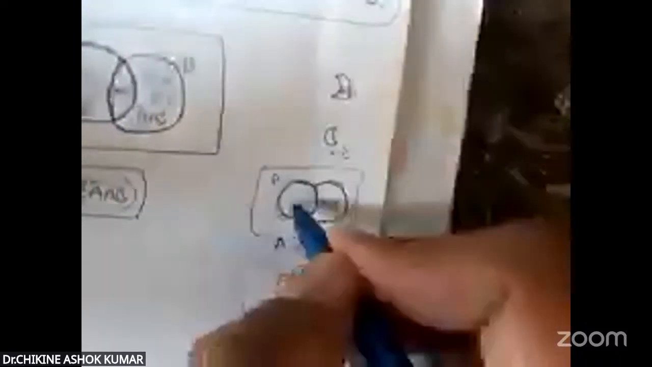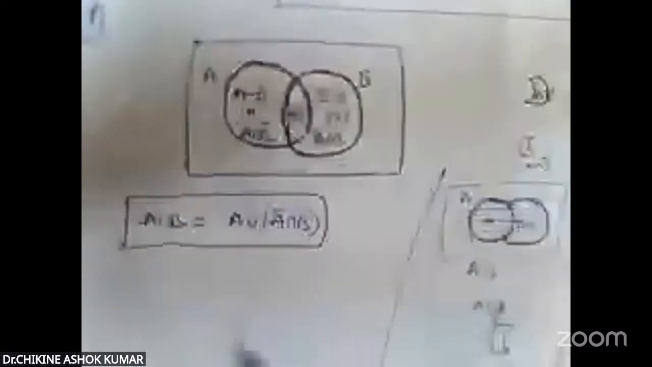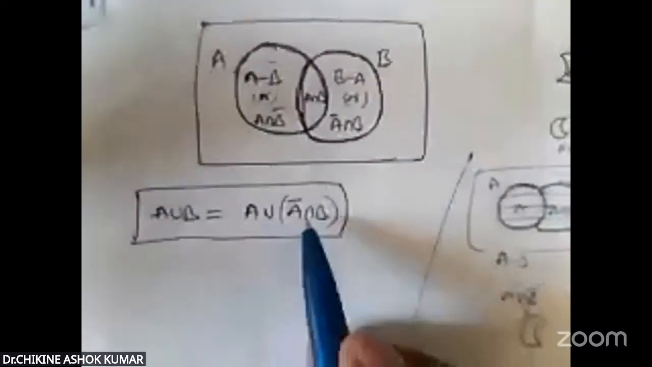So this is A, and A bar intersection B means B minus A, this part. It includes complete A and B; internally it includes the intersection part also. This is complete A, and this is A bar intersection B, so it includes the complete A union B quantity. So from the Venn diagram, A union B equal to A union A bar intersection B.